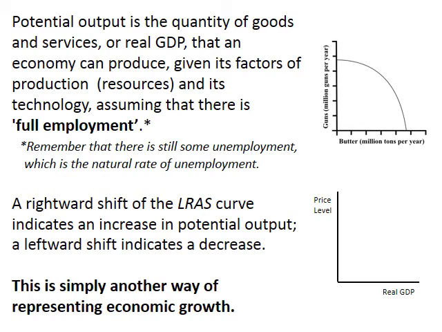Remember, and we're going to look at this in more detail when we do unemployment, there's still some unemployment, which is the natural rate of unemployment. It doesn't mean that unemployment is down to zero. A rightward shift of the LAS curve indicates an increase in potential output, and a leftward shift indicates a decrease. This is simply another way of representing economic growth. If we look at the example up here, if we had economic growth, we know that the PPF would shift to the right. And if we were dealing with the neoclassical model, we'd have LAS1, and it would shift to the right to LAS2.